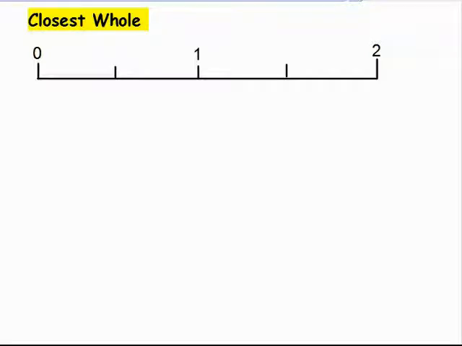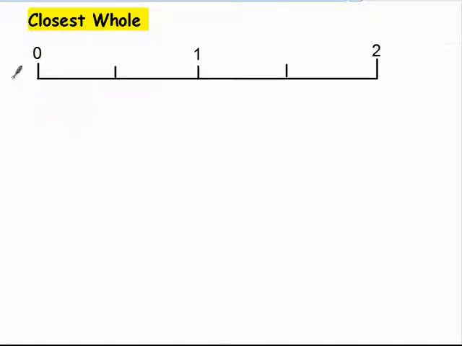Now, bounds are used when we're talking about finding the maximum and minimum possible value that something could have been before it's been rounded. So if we look at the number 1 in the context of being rounded to the closest whole number, what's the smallest value this could have been?